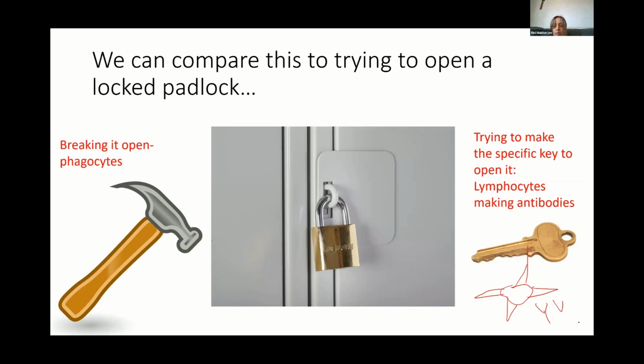They make their antibodies in response to the particular shape of the antigen, a bit like making a particular shaped key in response to a particular shaped padlock. Okay, so that's just one way of thinking about the first line of defense, which is your phagocytes just destroying everything, and your second line of defense, which is your lymphocytes producing specifically shaped antibodies against the virus.